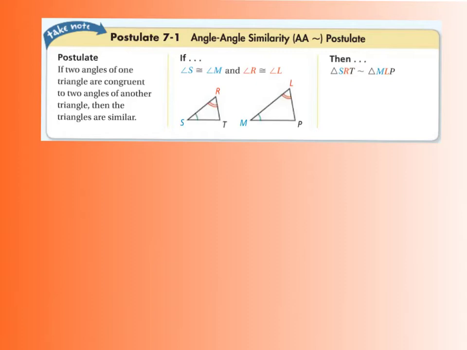Right, class, the first thing we have to talk about from section 7.3, which is called Proving Triangles Similar, is Postulate 7.1, which is called the Angle-Angle Similarity Postulate. If you see the letters A for angle, angle, and then this little tilde, remember we talked about this in the last section, that means similar. So if I have two triangles and they have two pairs of congruent angles, then I know that the triangles must be similar.